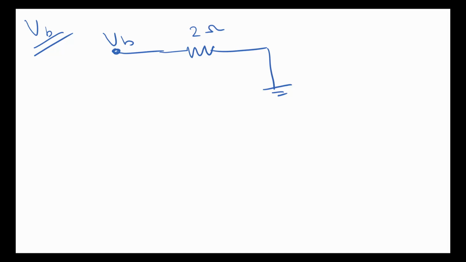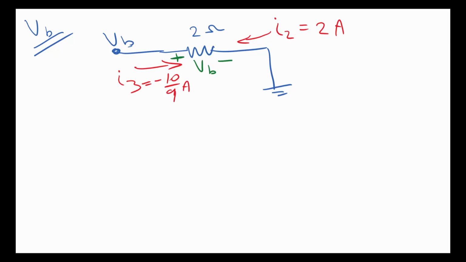The twist on this one is that we have two mesh currents. We have an I2 mesh current in this direction, I2 has a value of 2 amps, and then we have I3 in this direction, and I3 is equal to minus 10 over 9 amps. When we are solving for VB, we are solving for a voltage like this. So it's going to be VB like this. That's what it means when we say VB. Okay, so let us develop the equation for VB.